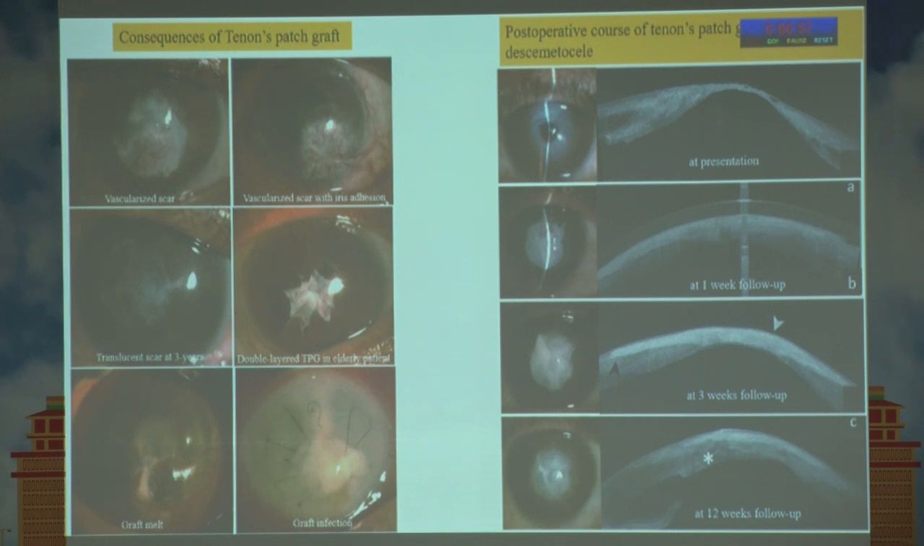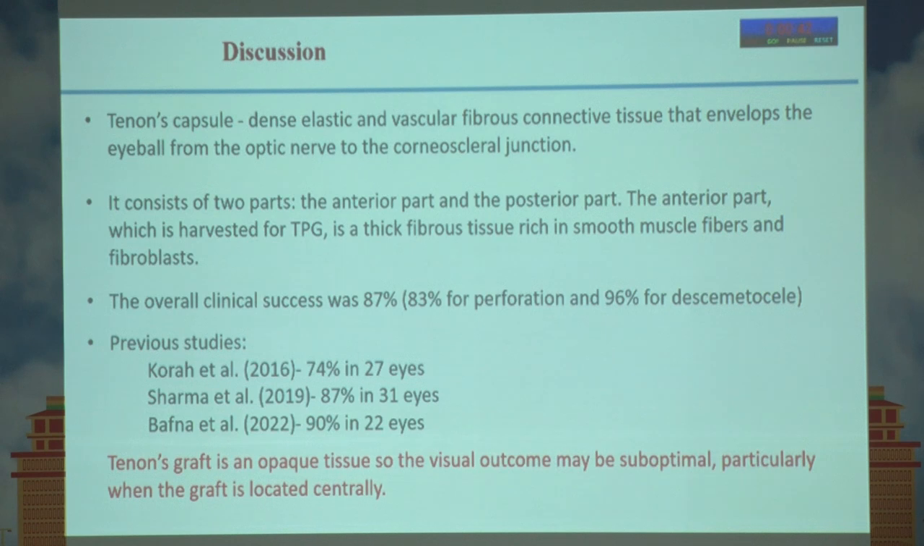At the end of 1 week, you can see the graft is edematous and irregular, while at 3 weeks it becomes more compact, margins are clear and completely epithelialized. And at 12 weeks, you can see the collagen deposition underneath the graft. So Tenon's capsule is a dense elastic and vascular fibrous connective tissue. We use anterior part of Tenon's tissue for these lesions.